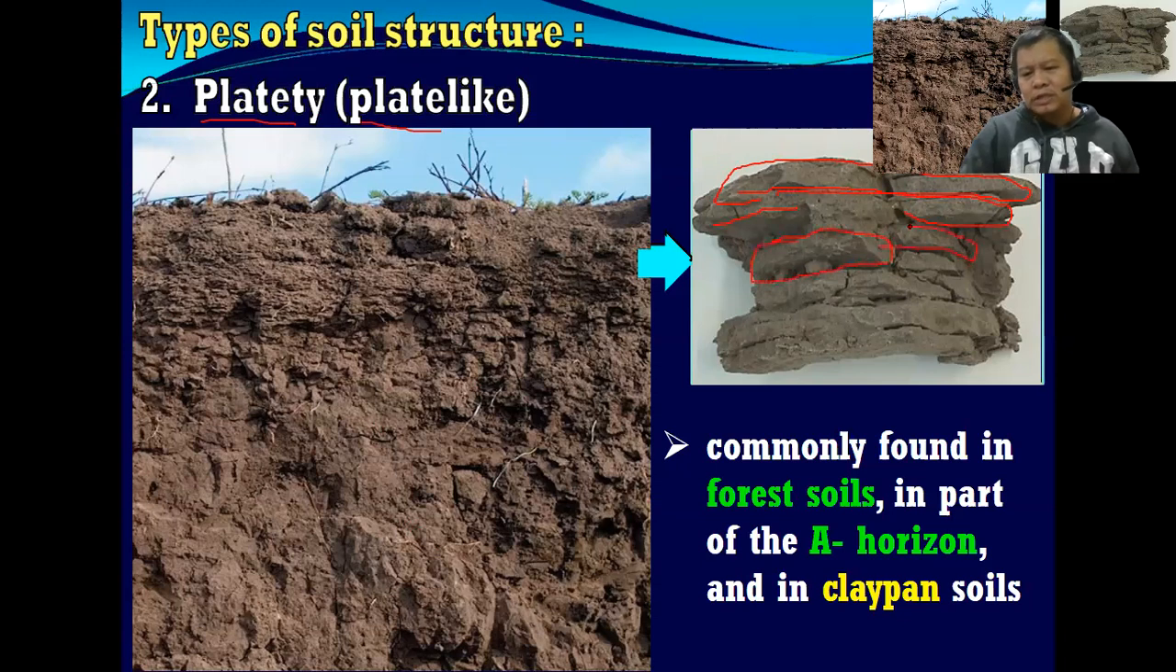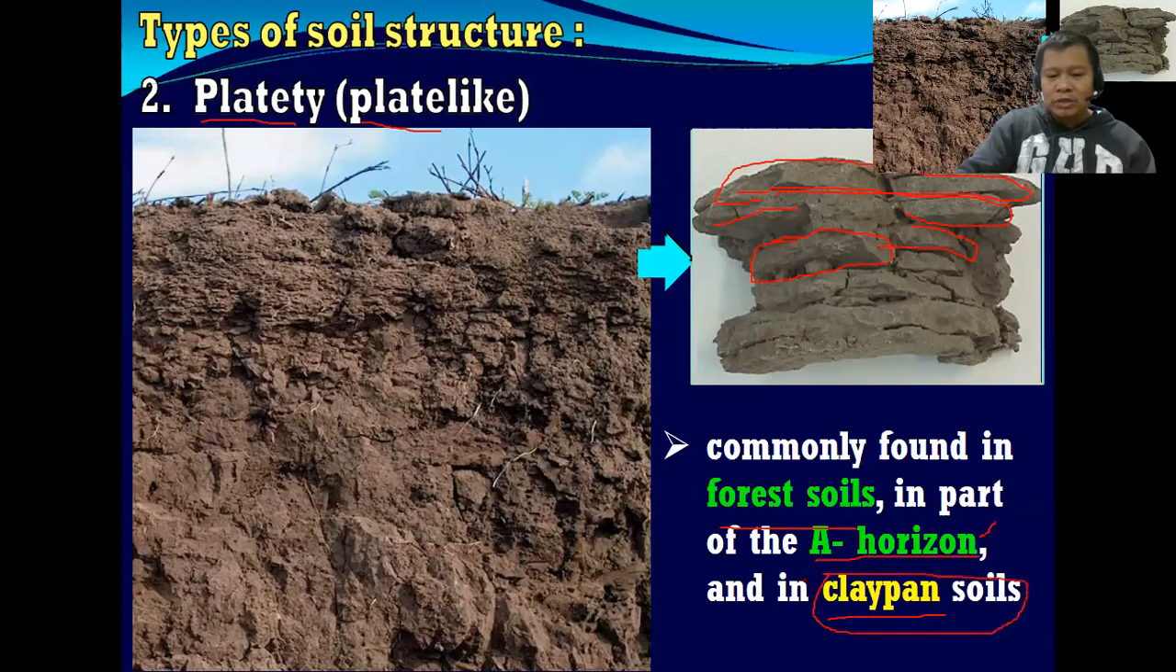So look at that. This is platy structures commonly found in the forest soils, yung mga undisturbed forested areas in part of the A horizon and in a clay pan. So mayroon din ito sa A horizon, mayroon din ito sa clay pans. Ibig sabihin yung mga cementations ng clay sa ilalim ng lupa. Ganun. So we have plate-likes.